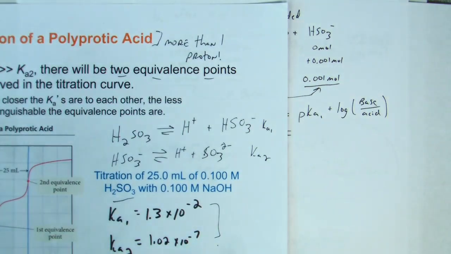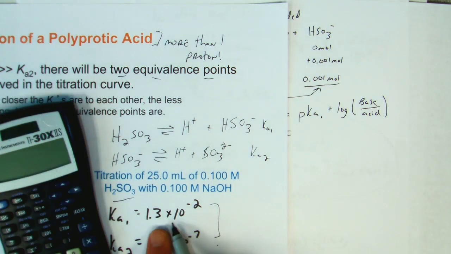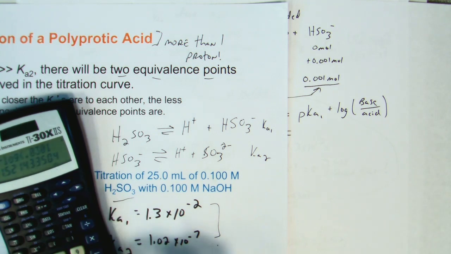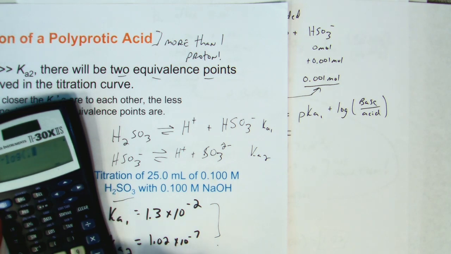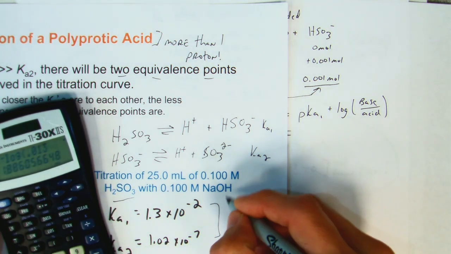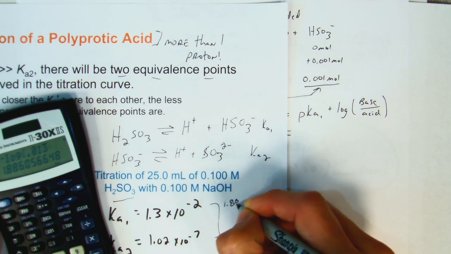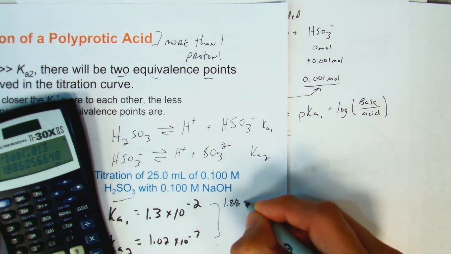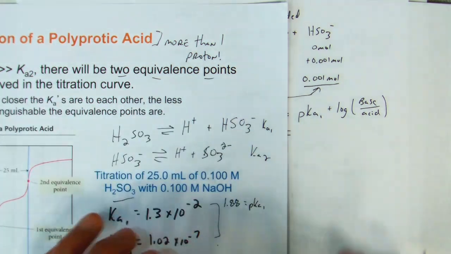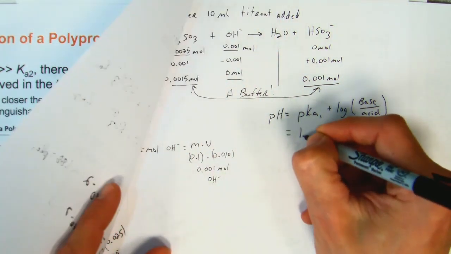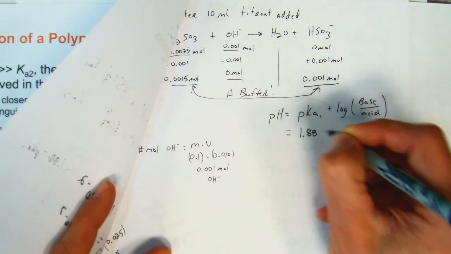So back to the problem, you can see that the Ka is 1.3 times 10 to the minus 2. We need the pKa to put into our Henderson-Hasselbalch equation, so I'm going to have to take the negative log of 0.013. And I get 1.88 for my pKa1. Really 1.89, but I'll put 1.88. Just didn't round, okay?